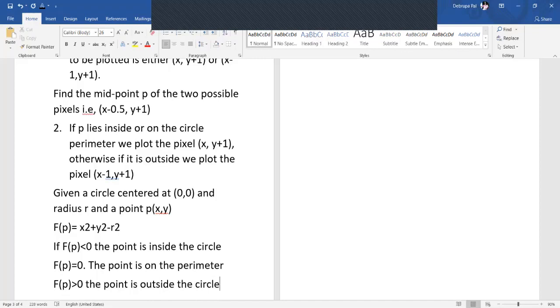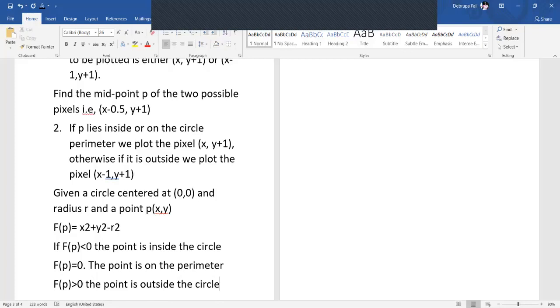What are the disadvantages of midpoint circle drawing algorithm? The disadvantages are that accuracy of the generated points is an issue in this algorithm. The circle generated by this algorithm is not smooth. And above all, this algorithm is quite time consuming.